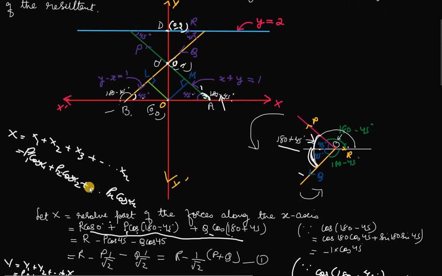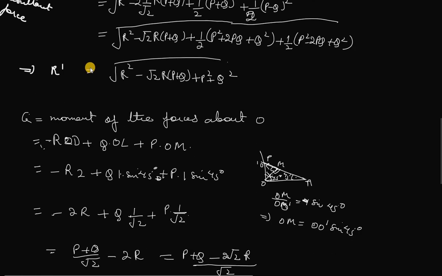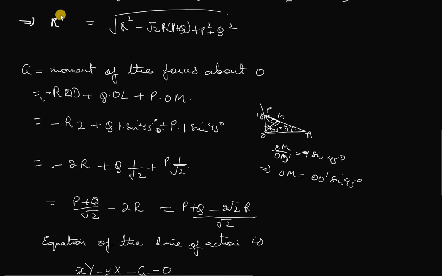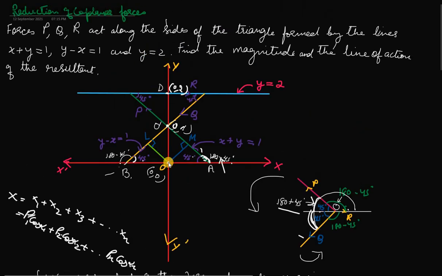Next, according to the question, you have to find the line of action of the resultant, and for that also there is a formula. For that, first of all, we have to find the moment of the forces about the point O. What are the moments of the forces about point O? As you can see here, these three forces are not passing through this point O. This force R is not passing through this point O, but it is parallel. And what is the distance from here to here for this force R? It is 2 units.